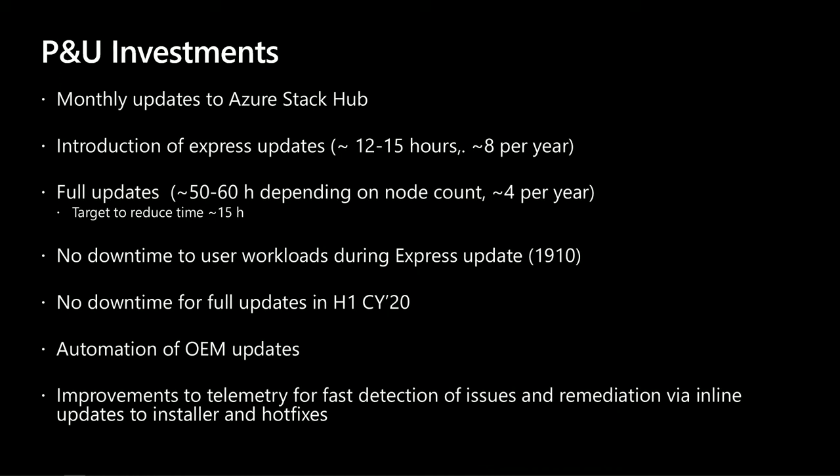For the express update, we hope to get there in 1910. For those of you who don't know what 1910 means, that's the year and the month, so 2019 October, not quite released yet, but we're working on it. And then no downtime for full updates in the first half of next calendar year. And we continue to look at the telemetry and go through the problems that we're getting just to make this thing the most robust it can be in the context of updating your system.